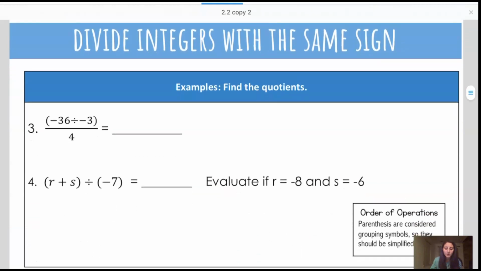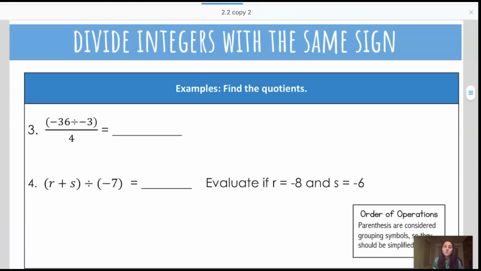Let's look at some harder examples. So number 3, we have negative 36 divided by negative 3, and then divided by 4. You'll notice we have parentheses on top. That's because we need to simplify everything on top before we divide it by 4. So we're going to start by doing negative 36 divided by negative 3.